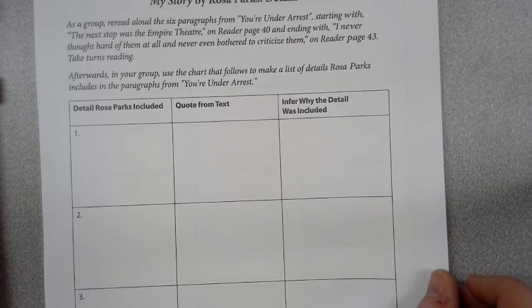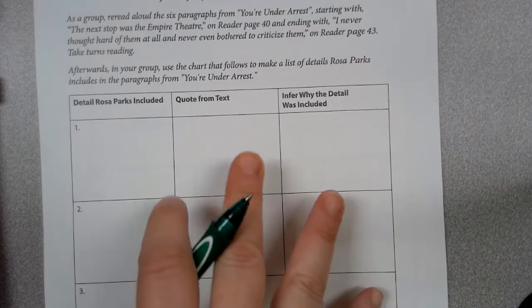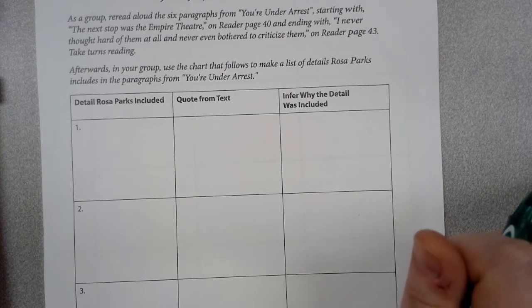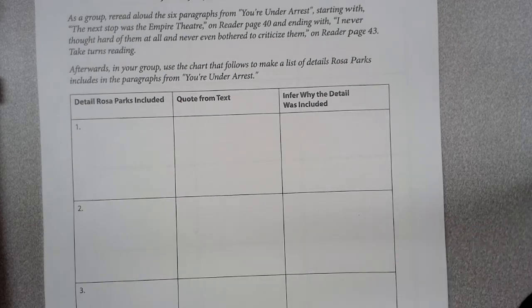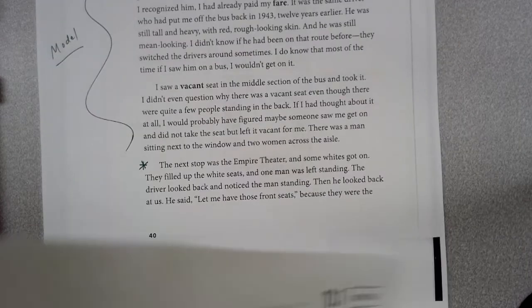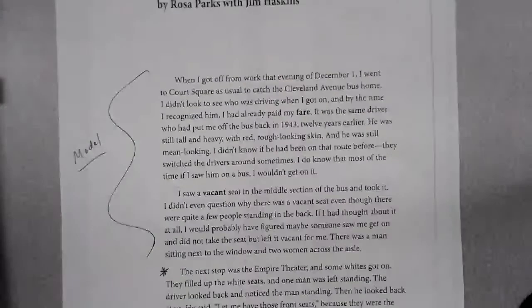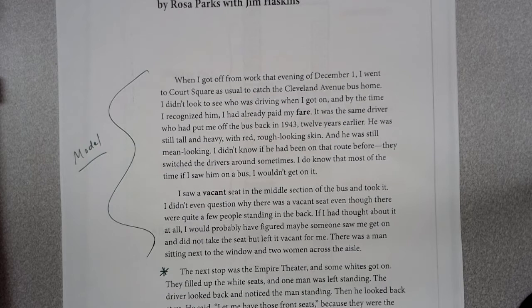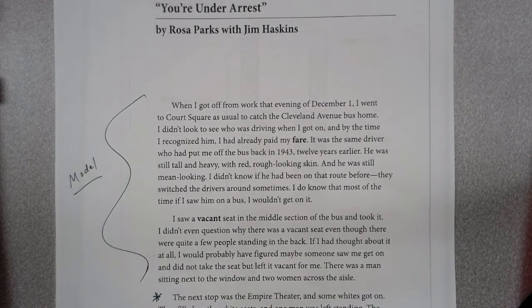Take turns reading. Afterwards, in your group, use the chart. This is the chart. And make a list of details Rosa Parks includes in her paragraph from You're Under Arrest. Now, I'm just going to pull this away, because the first thing we're going to do is model for you what exactly we're looking for. What we're looking for are details that are important to the story that Miss Rosa Parks could not leave out to get her point across. That is exactly what we are looking for.